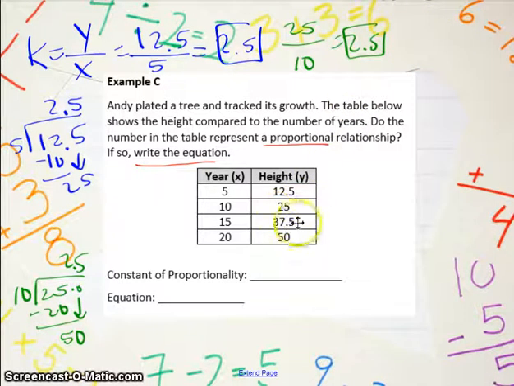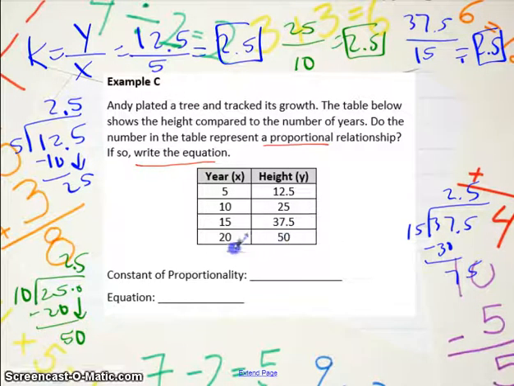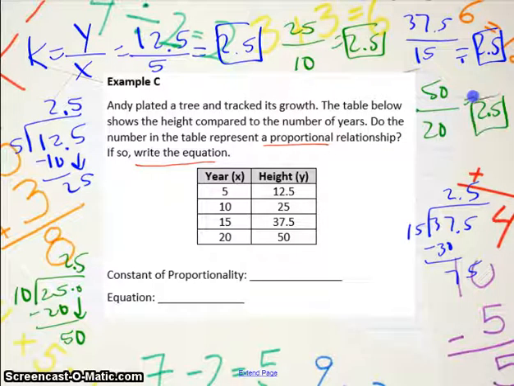Okay, so let's check the next one. My y is 37.5 over the x is 15. Okay, so 37.5 over 15. Let's see here, 15 can go into 37 twice. That gives me 30. Okay, 15 can go into 75 5 times. All right, again, that one gave me 2.5. And guess what? 50 over 20, the last one, is miraculously going to give us 2.5 as well.